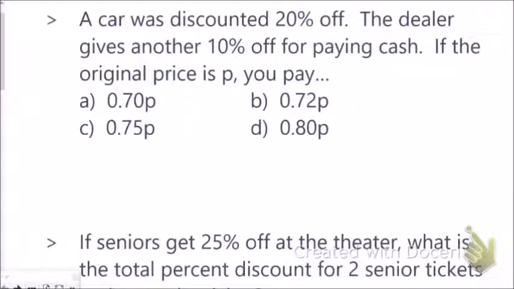Okay, this first problem, the car is discounted 20% off, so I'm going to start by saying the car costs maybe $100, very cheap car. If it's discounted by 20%, 20% of 100 is going to be 20, so now I'm going to have $80 left on the price. So because 20% of 100 is 20, I've got $80 left.